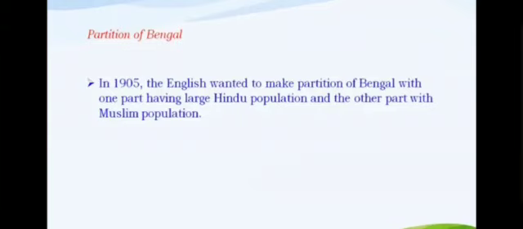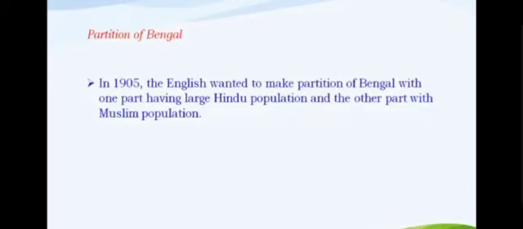Before we move to discuss partition of Bengal, we should remember that in our last chapter of India Towards Freedom, we discussed certain policies that the British government wanted to implement to get rid of Indians. One of the policies that they applied was divide and rule. They divided Bengal into East Bengal and West Bengal. That is where partition of Bengal came into existence.